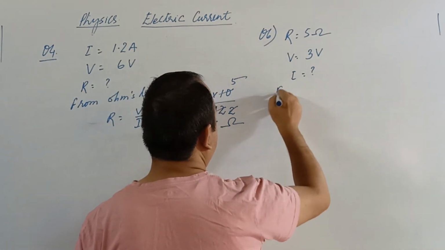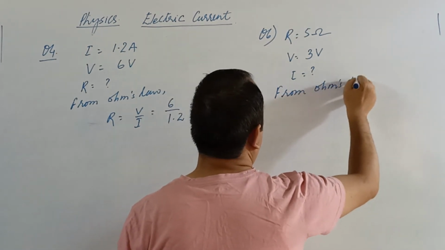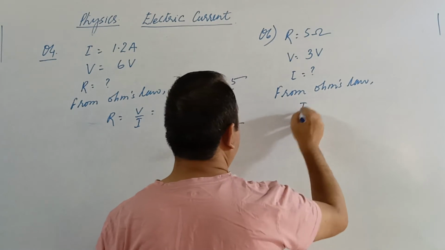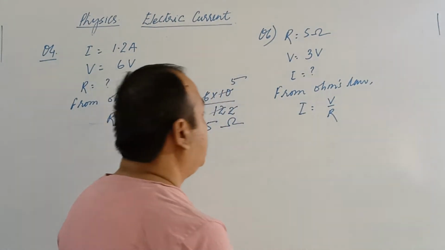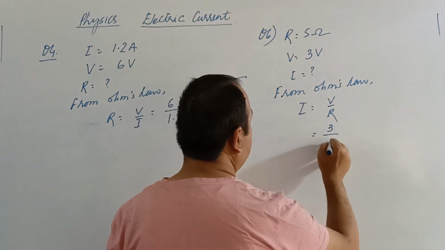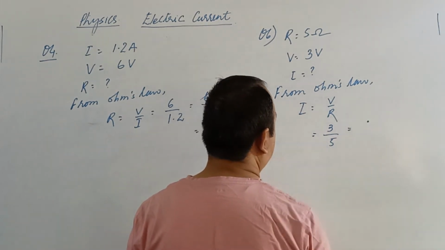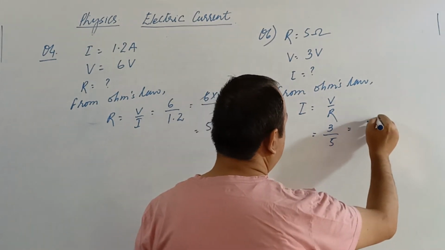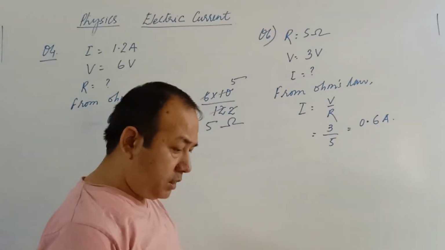According to Ohm's law we know that I is equal to V by R, which is equal to, the value of V is 3 and the value of R is 5. So dividing, it comes equal to point, 5 sixes are 30. So the answer is 0.6 ampere.